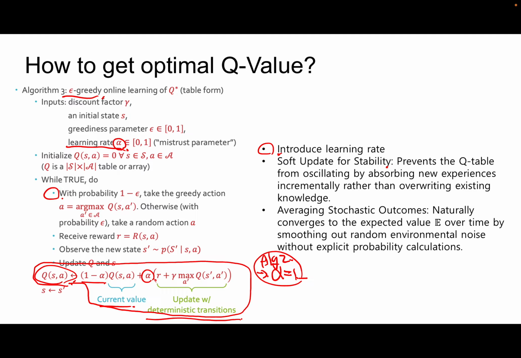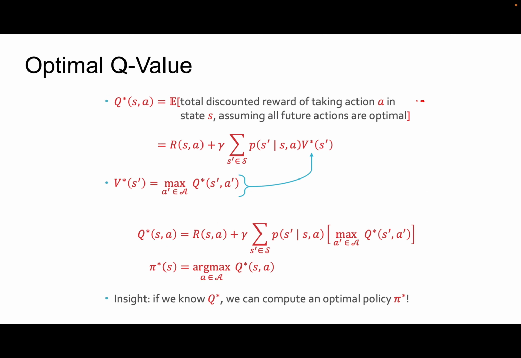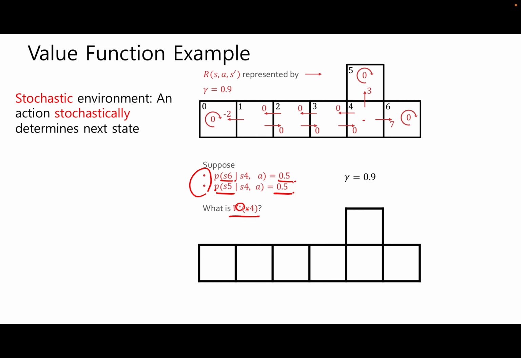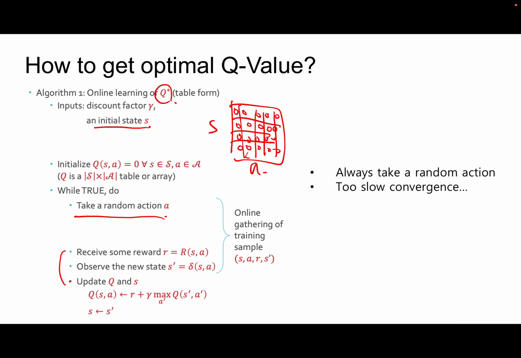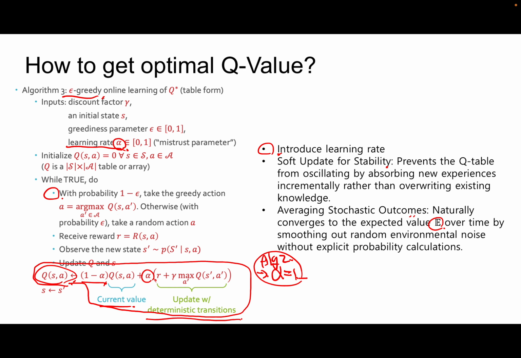So that we average in stochastic outcome. So it naturally converges to the expected value over time by smoothing out random environmental noise without explicit probability calculations. So here we actually do not have probability, right? According to the definition of the optimal Q-value function from this slide, we always have expectation, right?